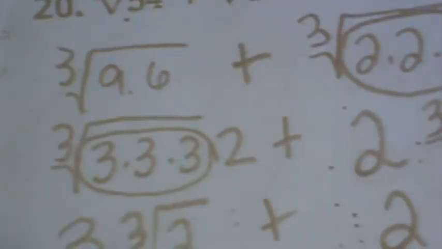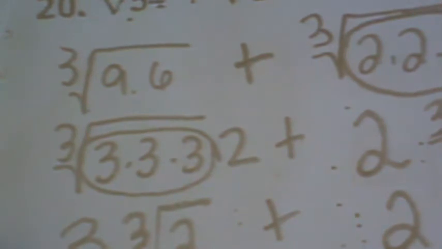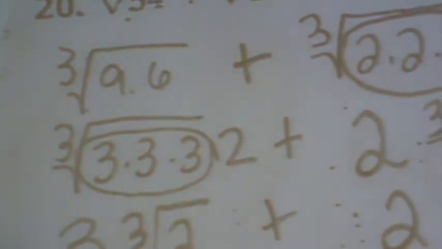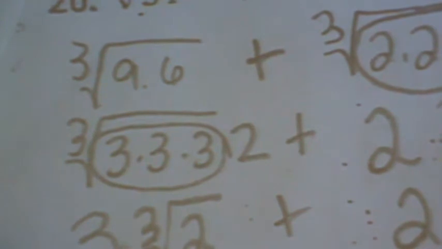Okay, so what's your final answer? 6. Oh, wait, no, that's adding, my bad. Multiplying, okay. 5 cube root of 2. You got it.